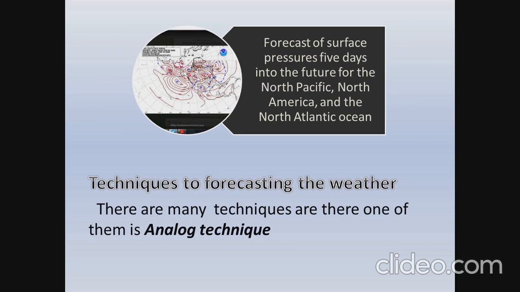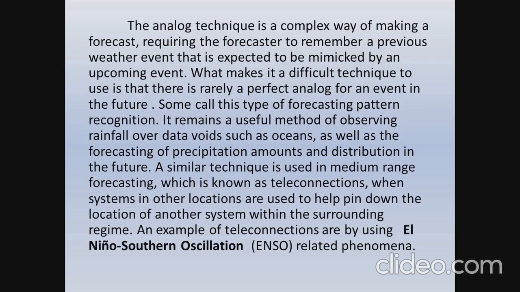Techniques to forecast the weather. There are many techniques. One of them is the analog technique. The analog technique is a complex way of making a forecast, requiring the forecaster to remember previous weather events that are expected to be mimicked by an upcoming event, which makes it a difficult technique to use.